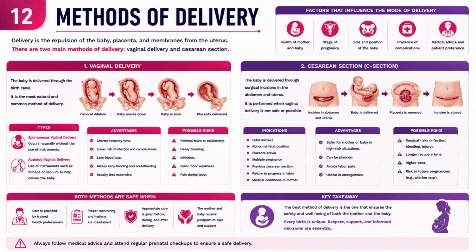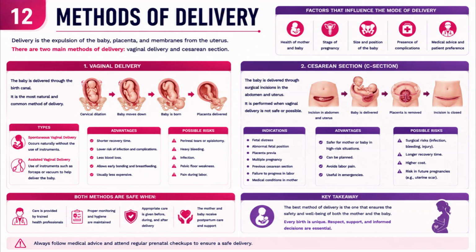Methods of delivery. The final stage of pregnancy is the delivery of the baby. There are 2 main methods of childbirth: vaginal delivery and cesarean section, commonly known as a C-section. Vaginal delivery is the natural process in which the baby passes through the birth canal. It is the most common method of childbirth and generally involves a shorter recovery period, lower risk of infection, and earlier mother-baby bonding. In some cases, vaginal delivery may require assistance using medical instruments such as forceps or a vacuum device to help safely deliver the baby.